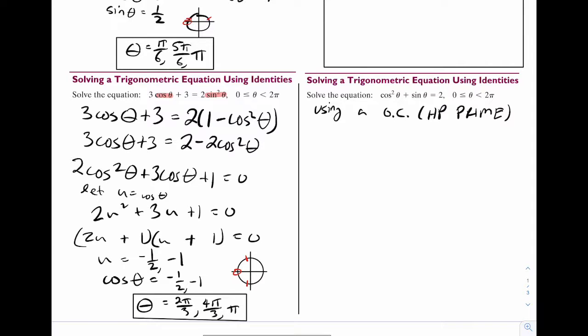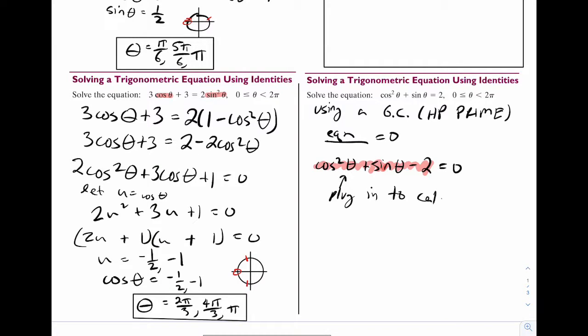What you want to do is basically make the equation equal to 0. So here's your equation. On this one, I'm just going to minus the 2. So I have cosine squared theta plus sine theta minus 2 is equal to 0. Once you've done that, this is what we're going to plug into your calculator.